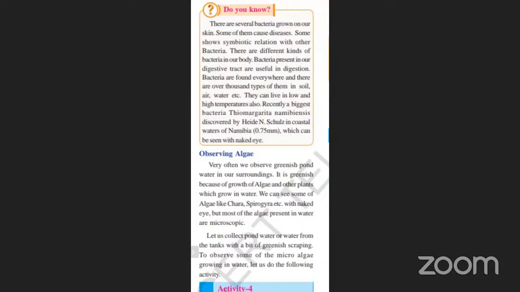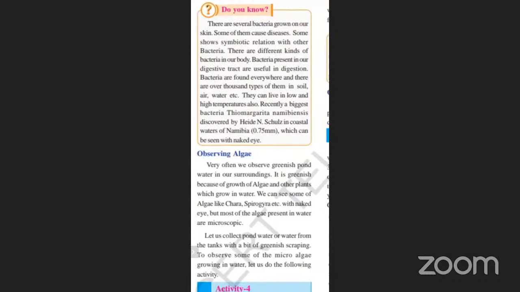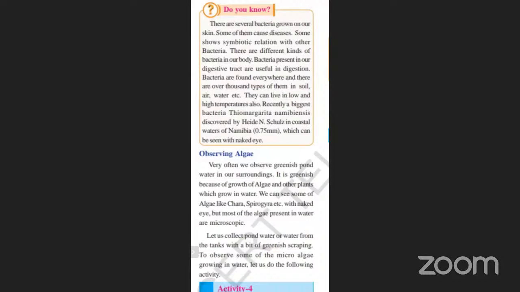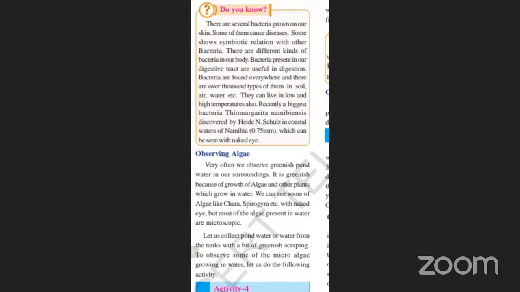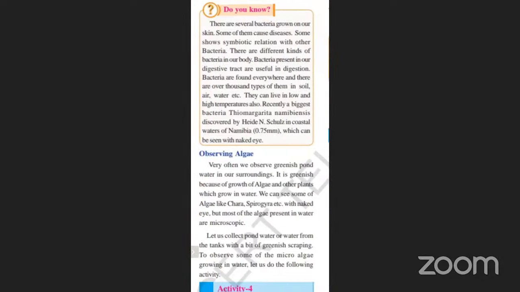There are different kinds of bacteria in our body, right? Bacteria are present in our digestive tract also. In our digestive pipe, bacteria is also present. Then what is the use of the bacteria? We are giving shelter for the bacteria, so bacteria depend on us. Then what is the use of bacteria for us? Bacteria help in digestion of food material.